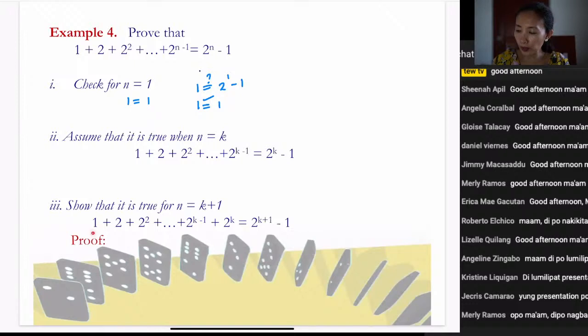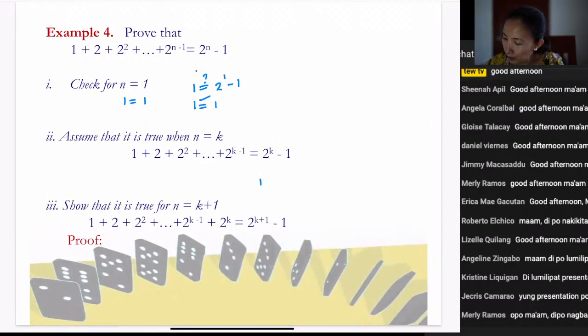So that 1 plus 2 plus 2 squared plus 2 raised to k minus 1 plus, what will be the next term after 2 raised to k minus 1? Okay, what's the next term? You simply replace k here with k plus 1. So it will be k plus 1, sulat natin para di kayo magtaka, ano? Okay, 1 plus 2 plus 2 squared plus 2 raised to k minus 1 plus the next term after 2 raised to k minus 1 is 2 raised to k plus 1 minus 1. And according to the formula, this should be equal to 2 raised to, ito instead of k, will now be k plus 1, k plus 1 minus 1. Ito na siya. Okay? This is what we are going to show.